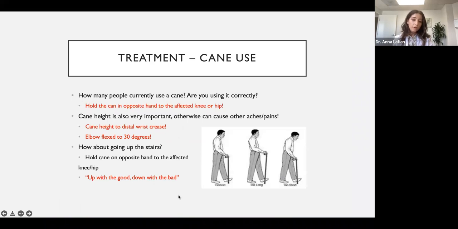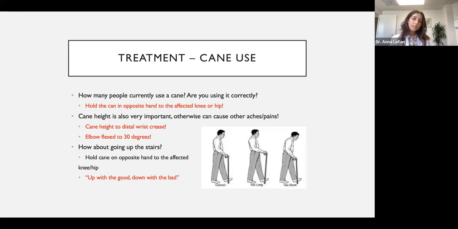Okay, so like I mentioned a couple slides up, cane use. This is very, very important. If you are using a cane, are you using it correctly? You need to use the cane in the opposite hand to the affected knee or hip. So if you have osteoarthritis in the left knee, you need to hold the cane in your right hand.